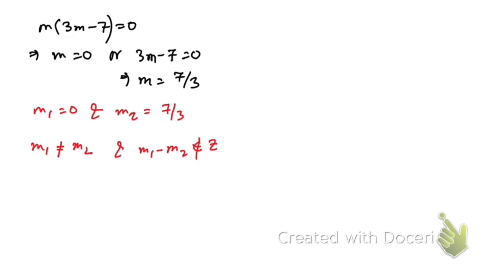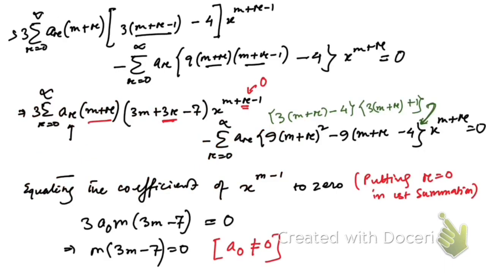Let me go back to the previous slide. Here, as we have already equated the coefficient of x to the power m minus 1 to 0, our next step is to equate the coefficient of x to the power m, the next smallest power of x after m minus 1. So we're going to equate the coefficients of x to the power m to 0. In order to get that, we're going to put r is equal to 1 here, and here we can put r is equal to 0, right?